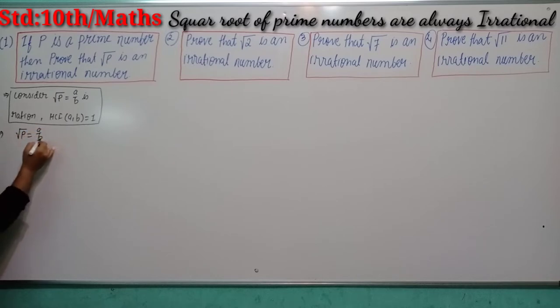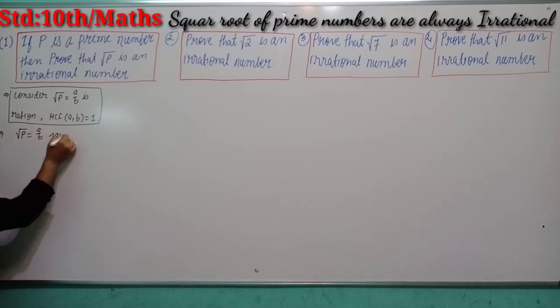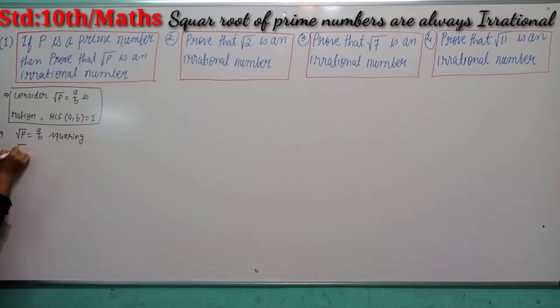Now squaring over here, what we are getting: root p whole square is equal to a square by b square. It means p is equal to a square by b square, right students? So you can cross multiply, a square will be p b square. Now here you can see that a square is equal to p b square.